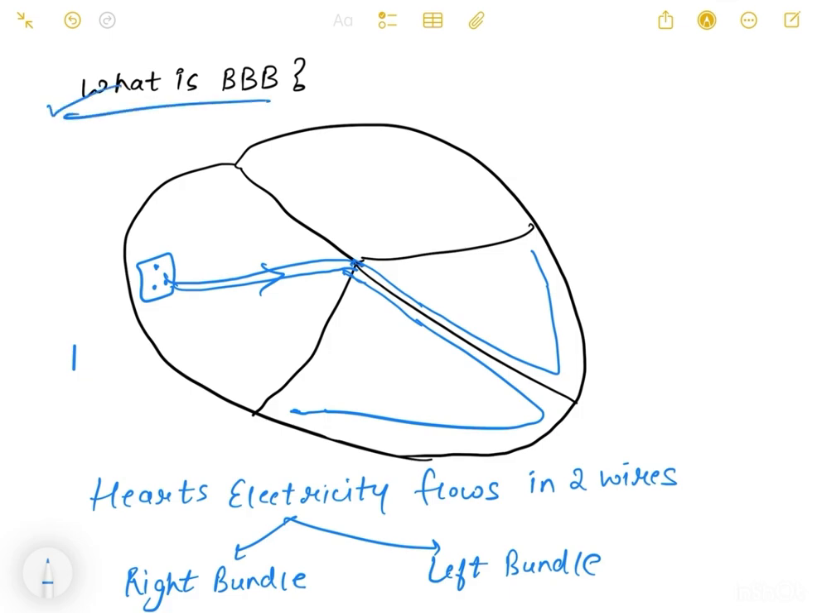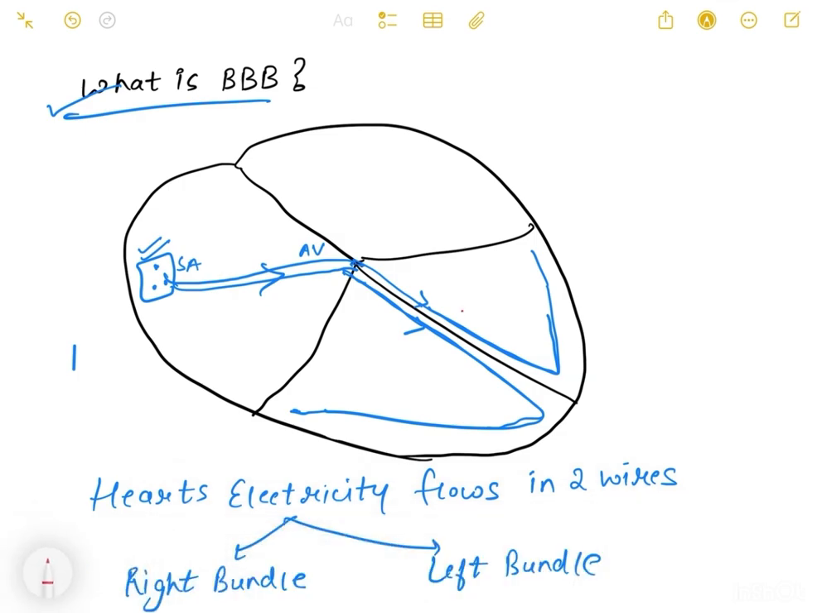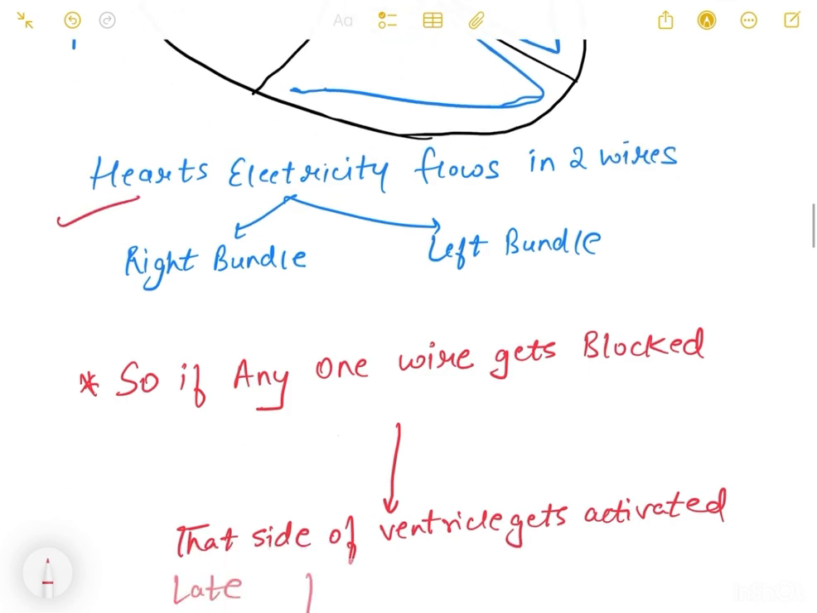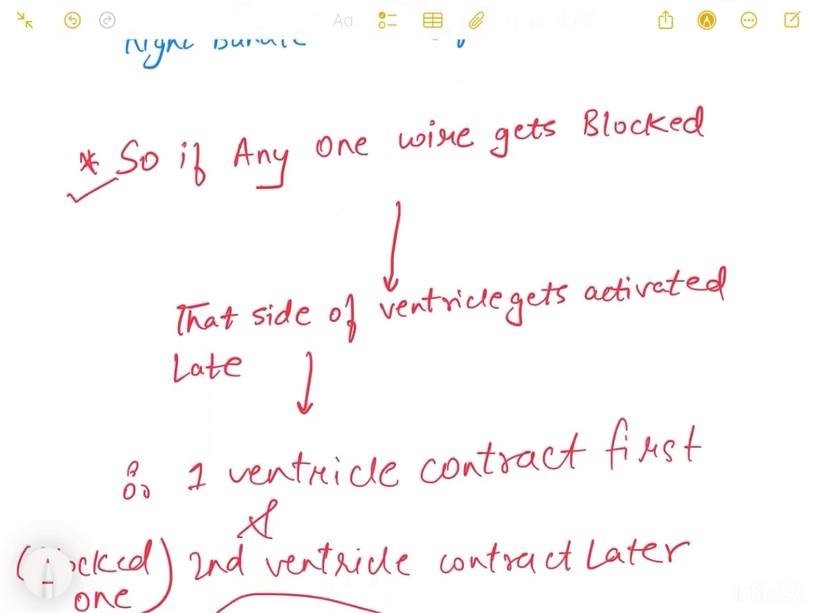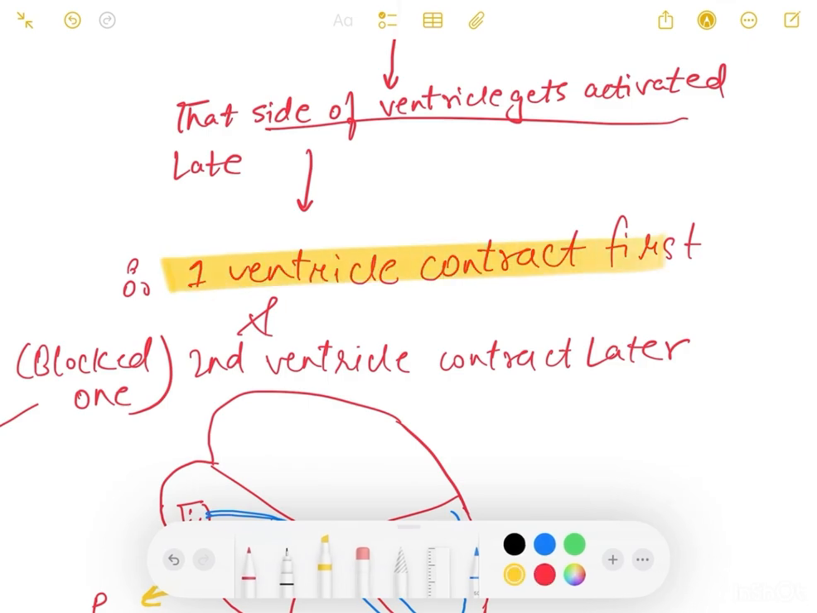As I told you, the heart's electricity flows from the SA node to the AV node and like this. These are the two wires in which the heart's electricity flows to the ventricles. Now imagine if any of these wires gets blocked. That side will receive the impulse late. So if one wire gets blocked, that side of the ventricle will get activated late. Therefore, one ventricle will contract first and the other will contract later on. Simple.